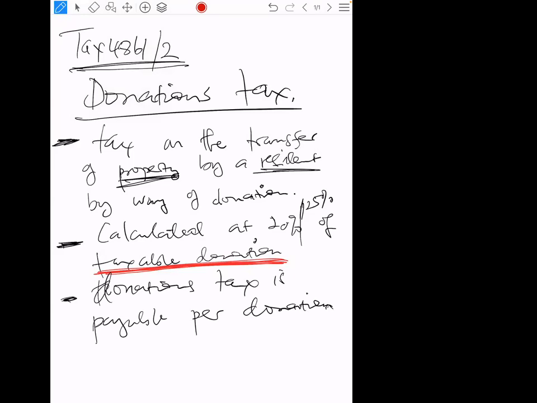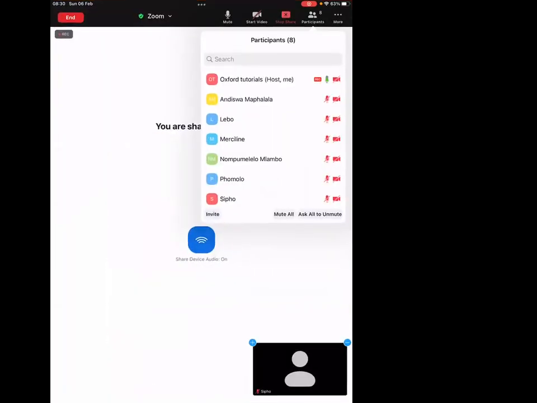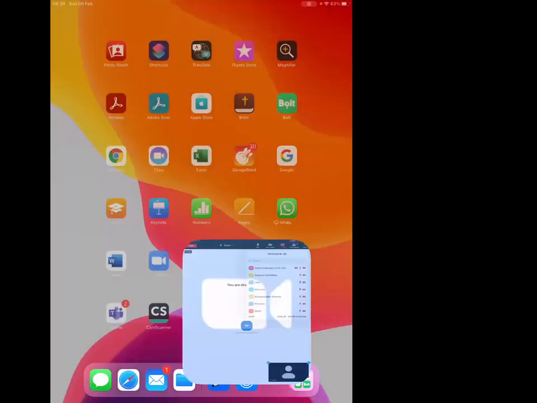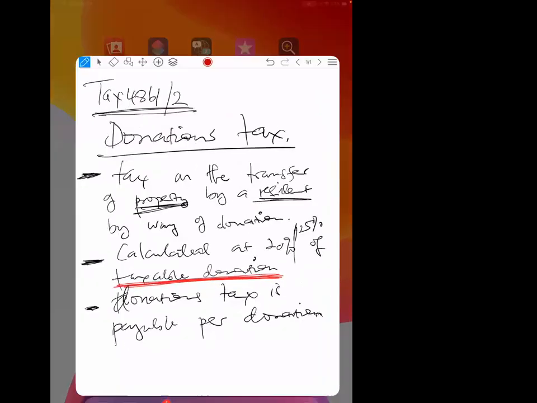If you donate in the morning, you pay donation tax on that thing that you donated in the morning. In the afternoon, you pay donation tax on the item that you donated in the afternoon. You donate in March, you pay donation tax there. You become liable for donation tax in March, you donate again in December. So in other words, when we calculate your donation tax, good people, we don't put together everything that you have donated cumulatively, but it is calculated per donation.